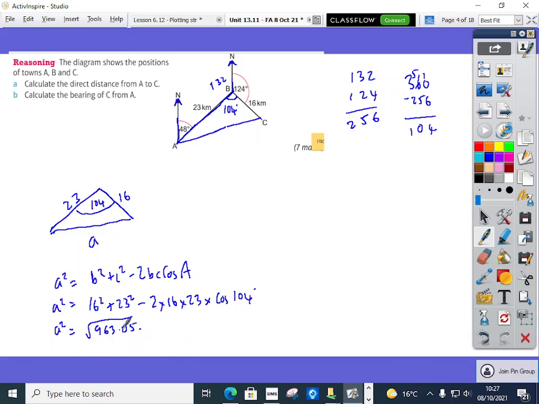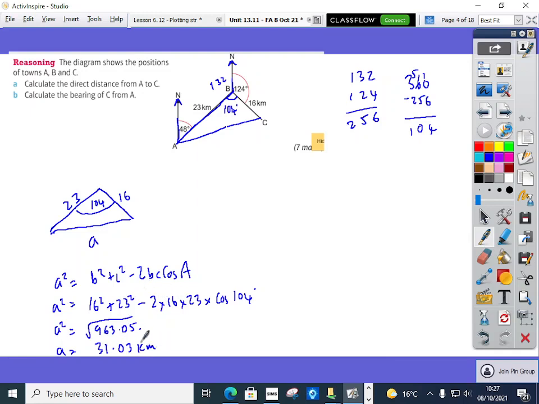So therefore, if I just want A, I square root my answer, and I will get 31.03. It's in kilometers, so I'm going to just put that.